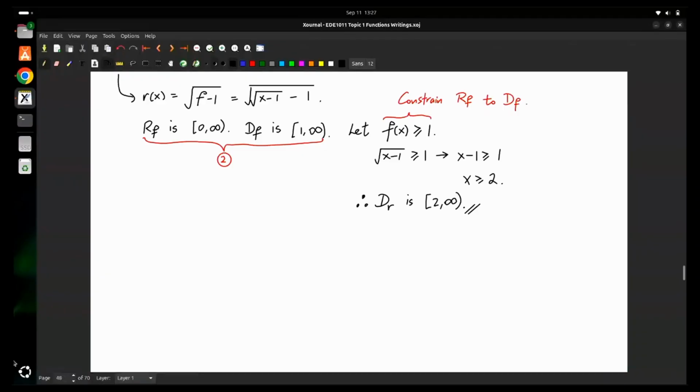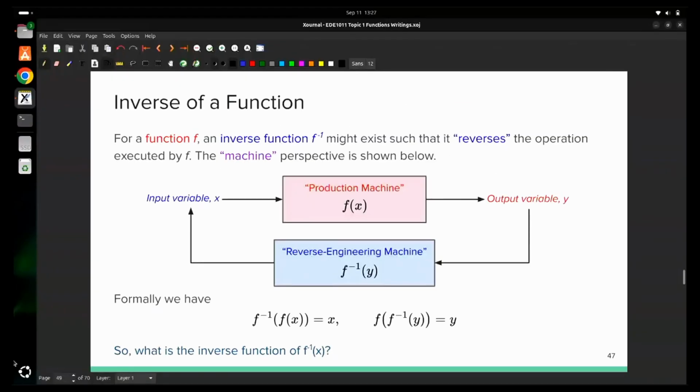Any questions? So you probably need a few practices to get used to this. Next, important: inverse of a function.